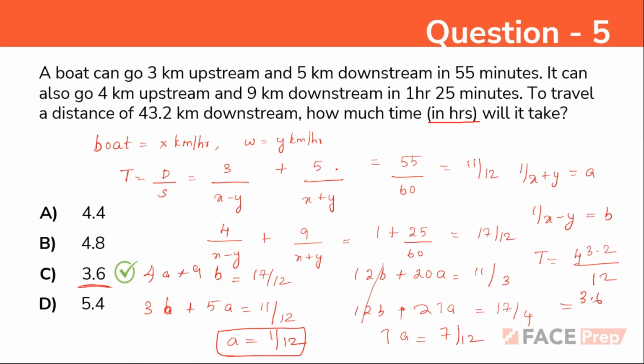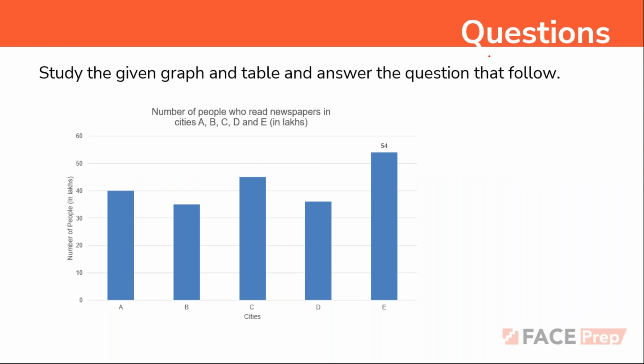Yes. So now we'll move to the next section, that is advanced logical reasoning. See, basically downstream means speed of boat plus speed of water, that is in the same direction. Upstream means speed of boat minus speed of water, that is x plus y kilometer per hour and x minus y kilometer per hour.